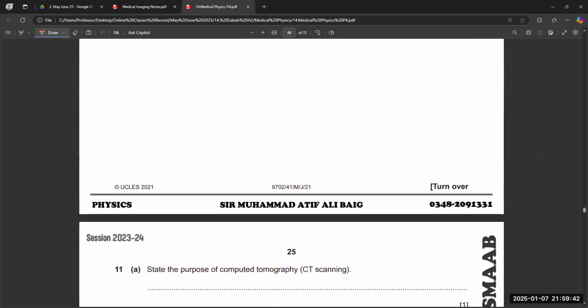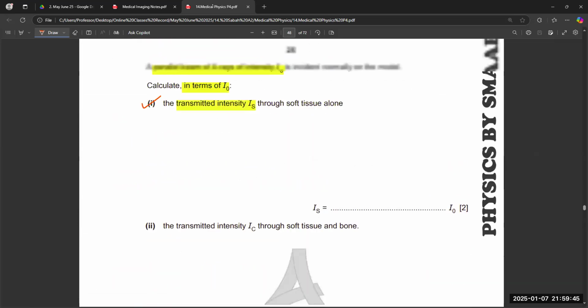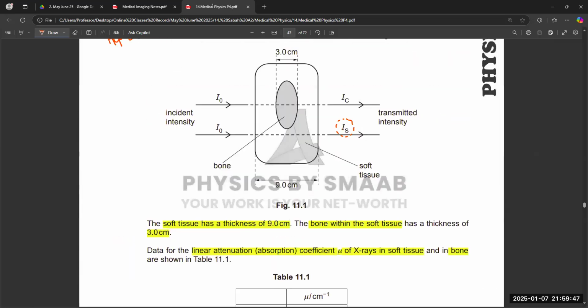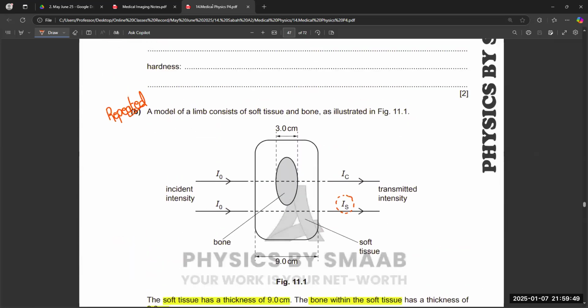Right. Okay. So mostly you observe that questions are from the same part and the same information that we discussed. So you can easily solve questions from the past papers of medical imaging because these are very straightforward. You don't need to link any other chapter or any other concept with the topic of medical imaging. So that's why it is very easy for you, right? As compared to other chapters. Yeah, it is.